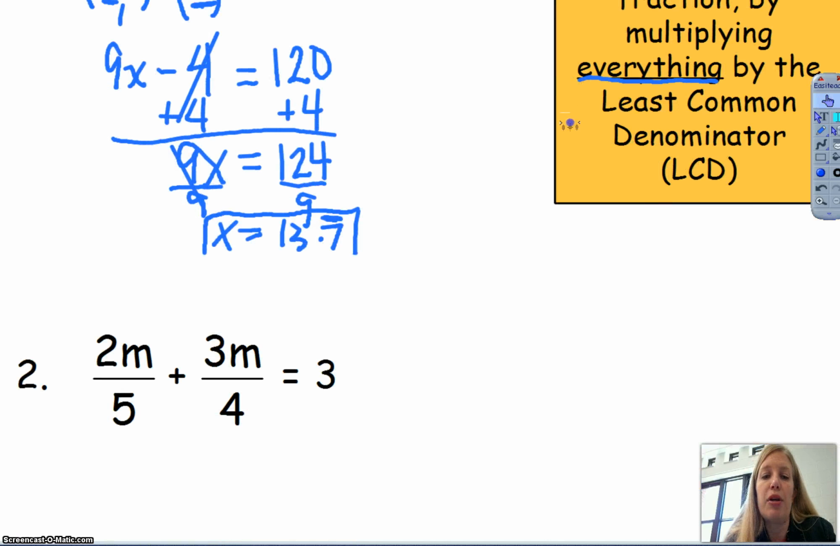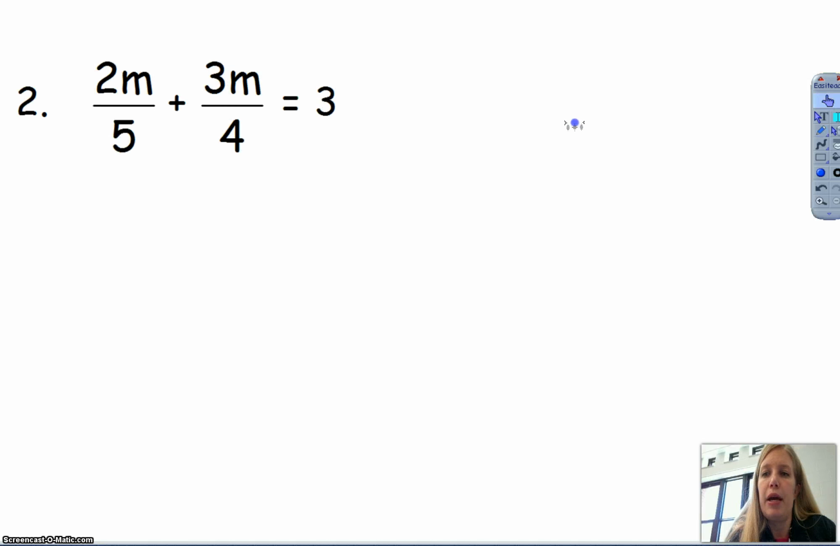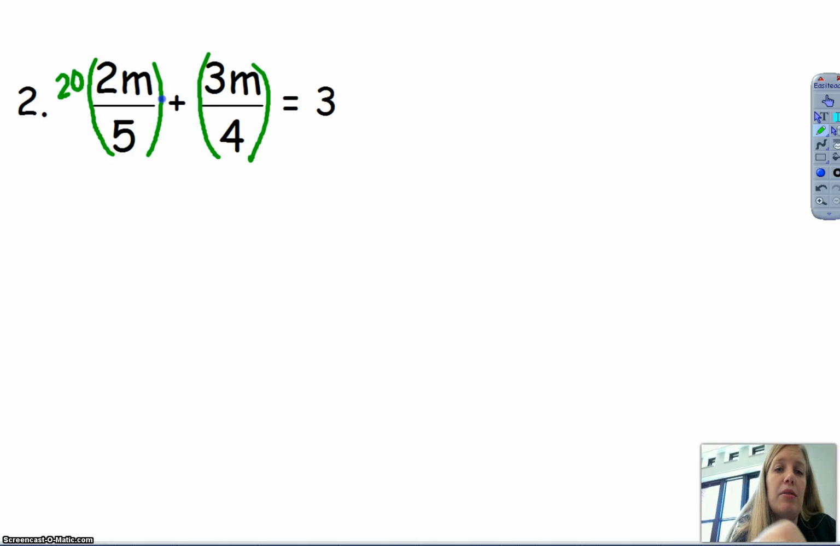Okay, let's try one more like that because I'm sure that you were not too sure on how to clear out those fractions. Okay, number 2. I have a 5 and I have a 4, and I know that the common denominator would be 20. So I'm going to multiply this by 20, this by 20, and this by 20.